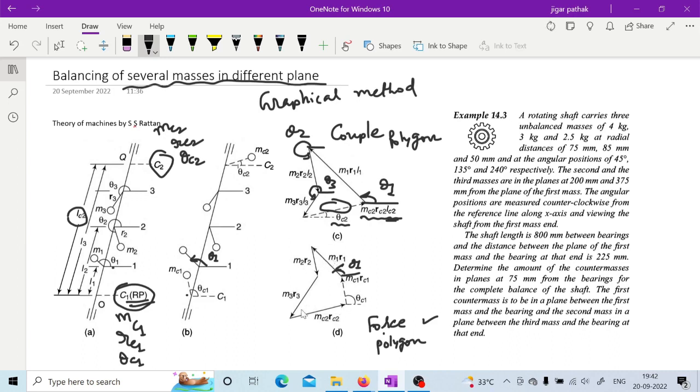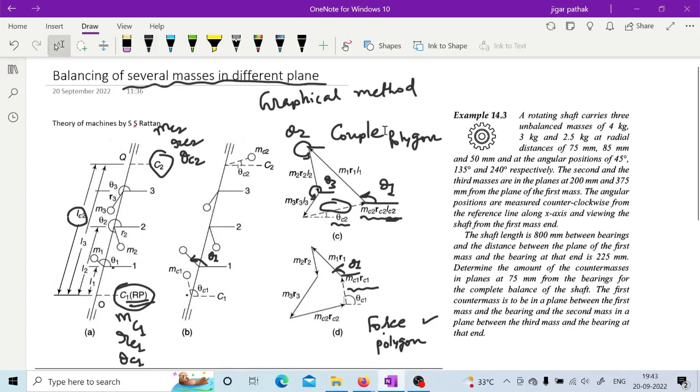Again here it will be an unclosed force polygon, and when you close it, you will find the magnitude of MC1 RC1. From that you can decide either the radius at which you want to provide the balancing mass, so you can calculate the magnitude of mass, or if you decide the magnitude of that balancing mass, then you can decide at which radius it is required. So this is how you need to proceed in the case of the graphical method.